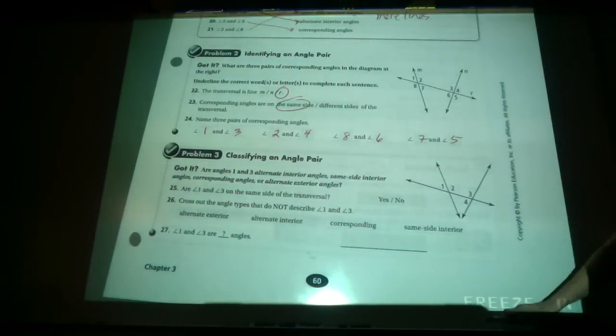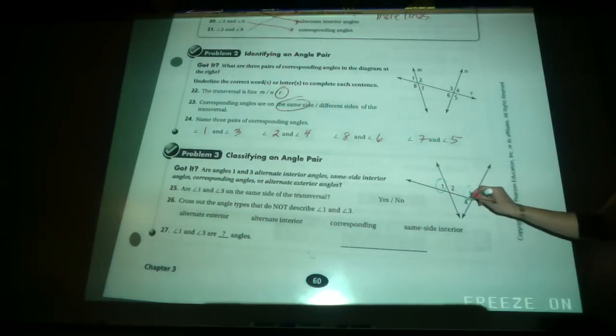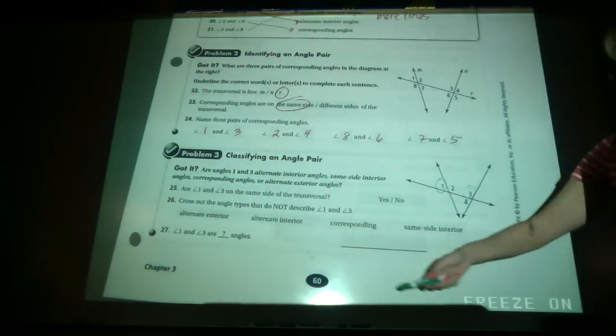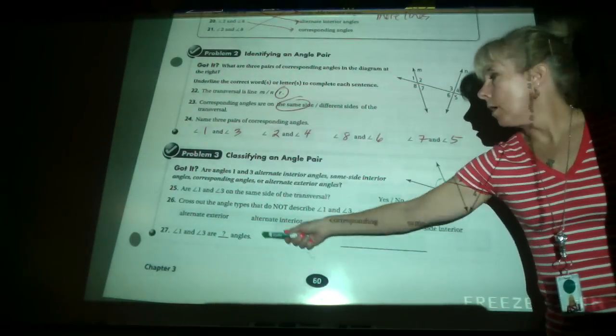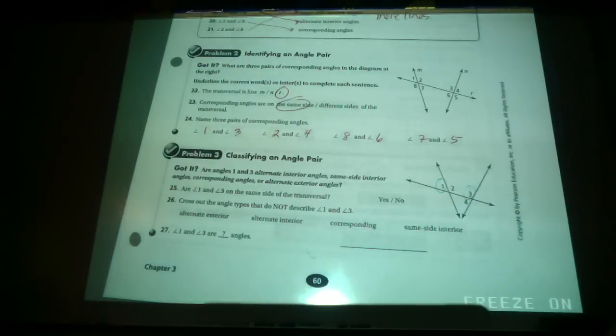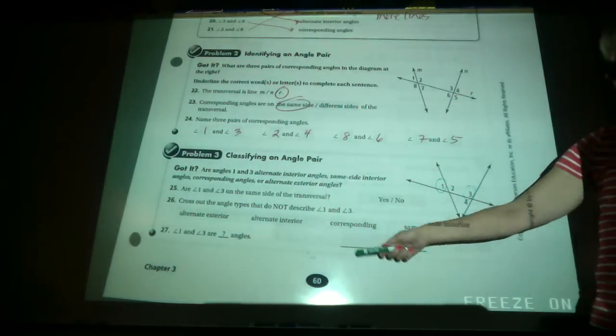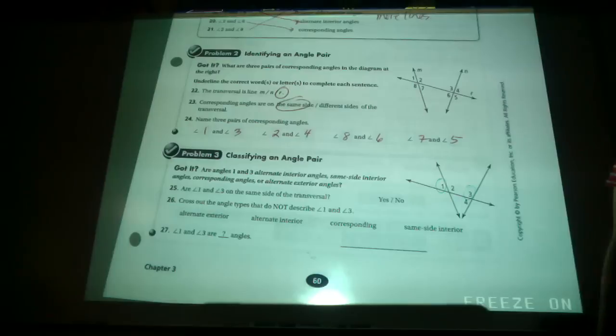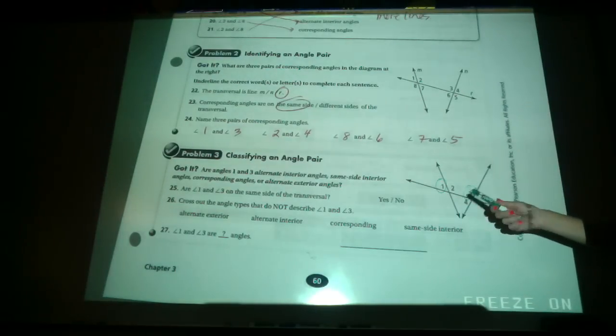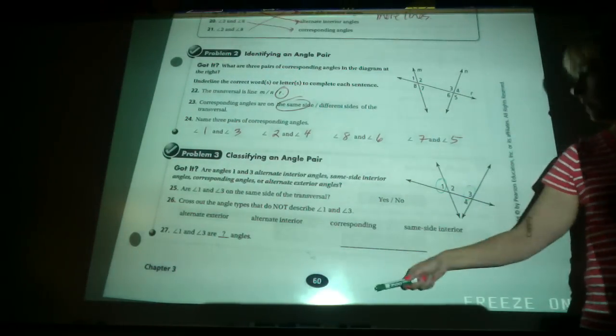Are angle 1 and angle 3, are they on the same side? Where are we at? Oh, are they alternate exterior? Are they both exterior? Just angle 1, right? So that one's out. Are they both on the interior? No, because one's inside, one's outside, so that's crossed out.